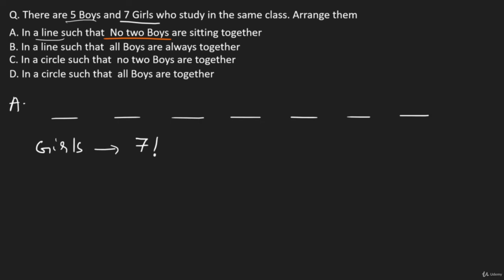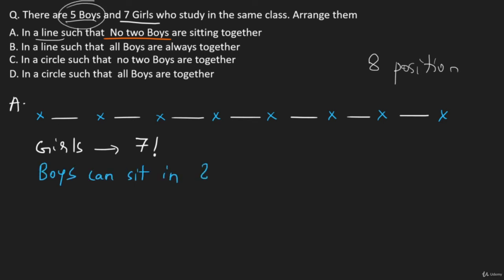Alright, now what are the places in which boys can sit? It's over here, right? Because boys should not sit together, so you should have a girl in between them. Therefore 1, 2, 3, 4, 5, 6, 7, 8. You can place boys in these 8 positions. Alright, and you have 5 boys, right?